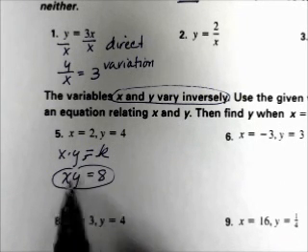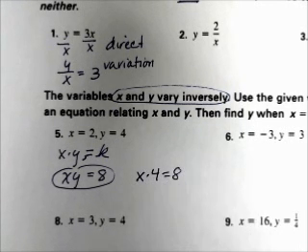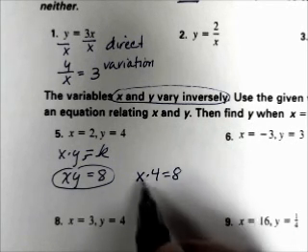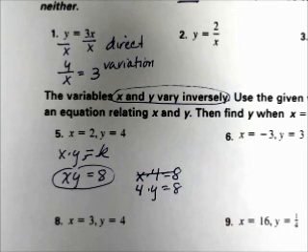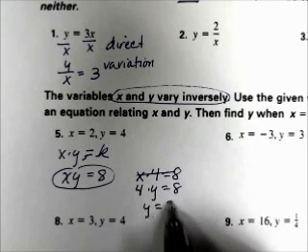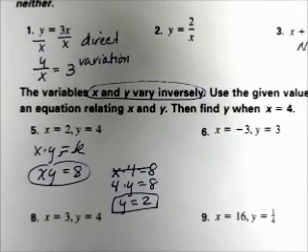The second part, find y when x equals 4. Excuse me, we're substituting 4 in for x. So 4 times y equals 8. Divide by 4, and y equals 2. So 2 parts here, the equation, then finding the value of y.